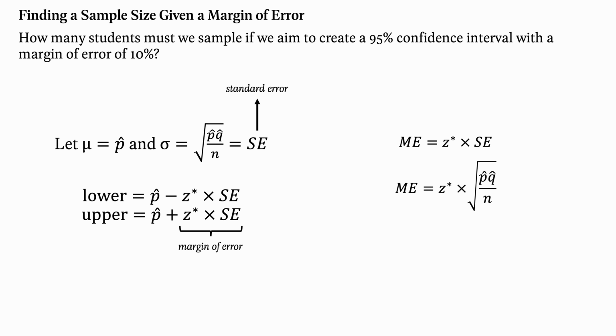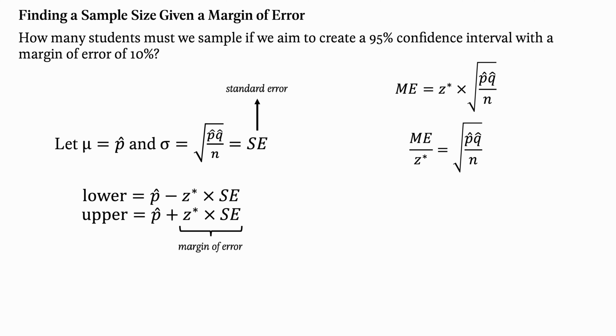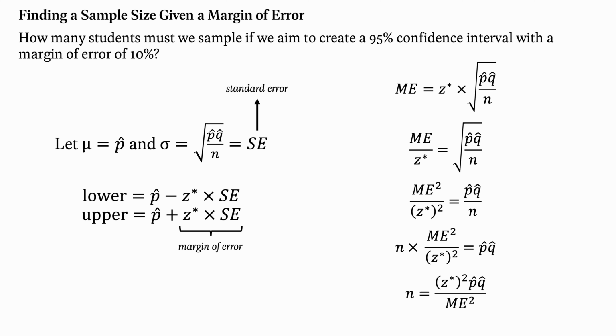So in this example, we're going to look at how many students we must sample if we aim to create a 95% confidence interval with a margin of error of 10%. Let's start with the formula for margin of error and work our way towards solving for n. We can start by dividing both sides by z-critical, then squaring both sides, multiplying both sides by n, and then multiplying by the inverse of the fraction in order to get n by itself.